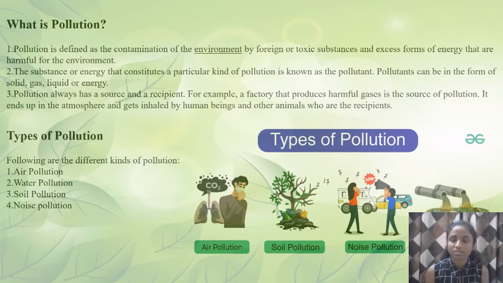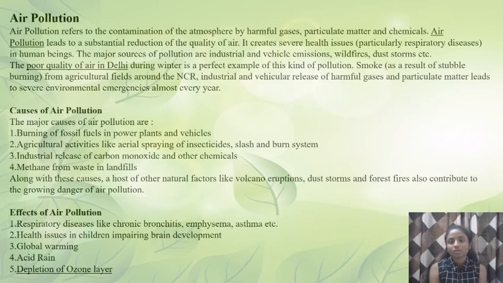So now let's see what are the types of pollution. We have many pollutions like air pollution, water pollution, soil pollution and noise pollution. So in this slide, we'll be discussing the air pollution, its causes and its effects. So now let's see what is air pollution. Air pollution refers to the contamination of the atmosphere by harmful gases, particulate matter and chemicals. Air pollution leads to reduction of the quality of air. It creates severe health issues in human beings.